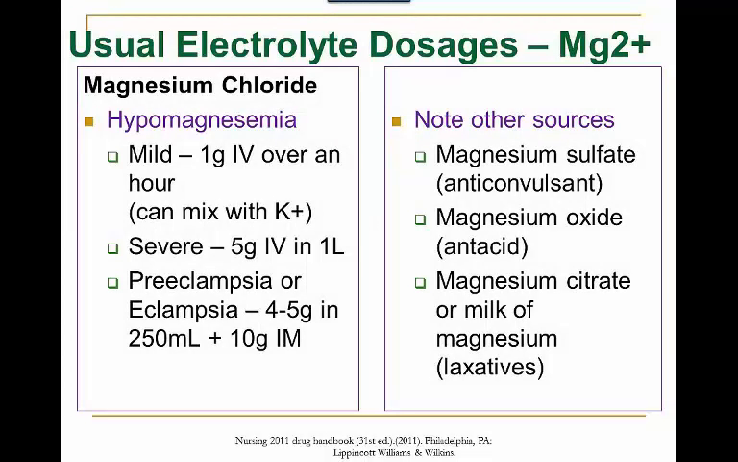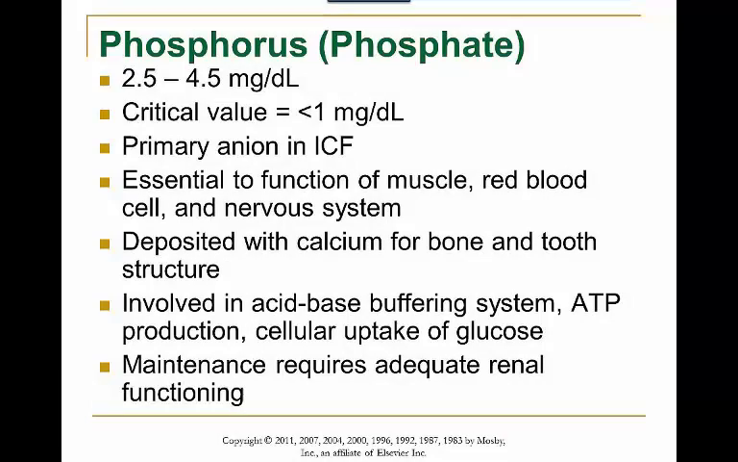So how do we administer this? We can give a gram IV over an hour. We can put it in 100 milliliters, and we can even mix it with potassium. We can give up to 5 grams IV in about a liter. In preeclampsia or eclampsia, which are OB terms, we use it at that time as well, and you'll learn about that when you get to maternity. We also have some other sources of it, in particular antacids and laxatives, so we do need to keep in mind that those are magnesium based.